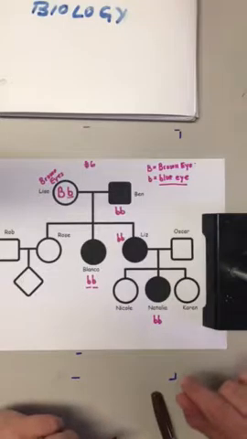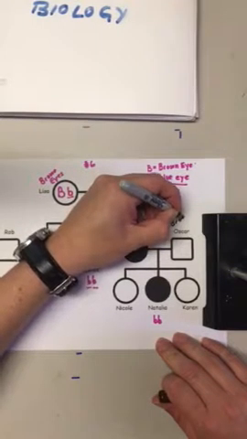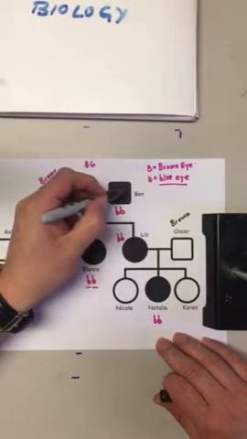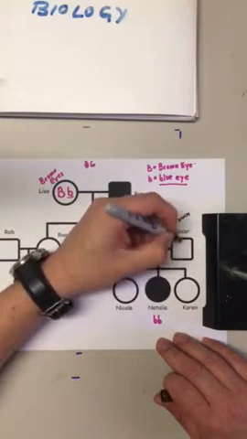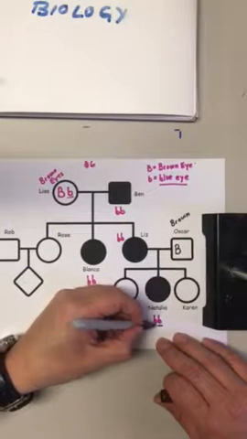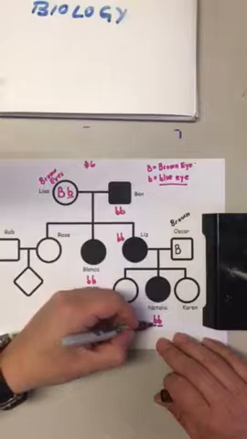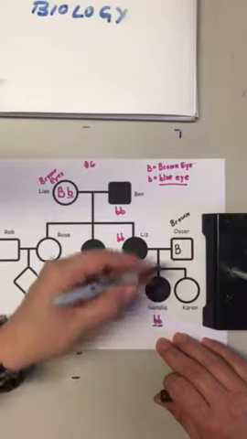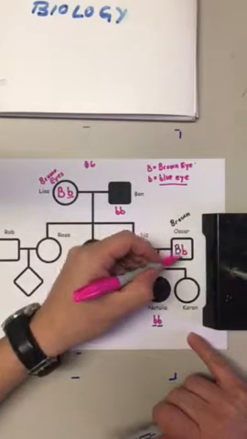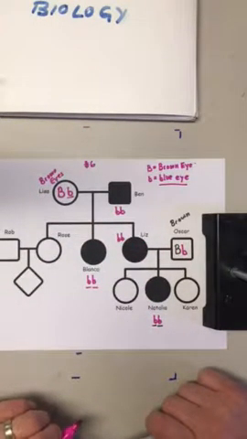Now, using the same information, we know that Oscar has brown eyes. Why does he have brown eyes? Because he's not a black circle or a black square. So we know that he has to have a big B. But look, Natalia has 2 little b's. One came from her mom, Liz, and the other one has to come from dad. So dad has to have a little b so that Natalia could have gotten it. So then we know that Oscar is heterozygous.